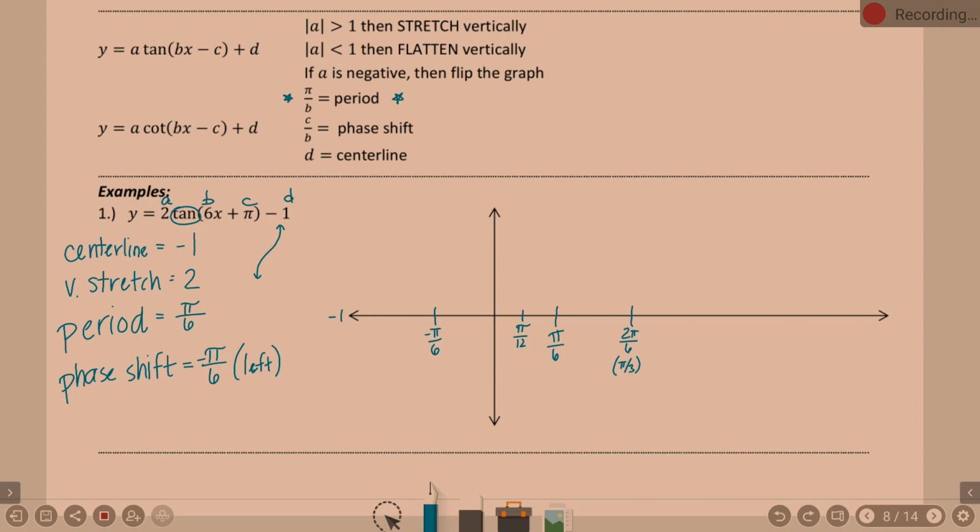Regardless, we need a tick mark between 0 and pi over 6. We need a tick mark between pi over 6 and 2 pi over 6. And of course, that means we should have a tick mark between 0 and negative pi over 6. You might hit a point where you need some more marks later. We can see what happens here. Okay? Now, what is it we're graphing?